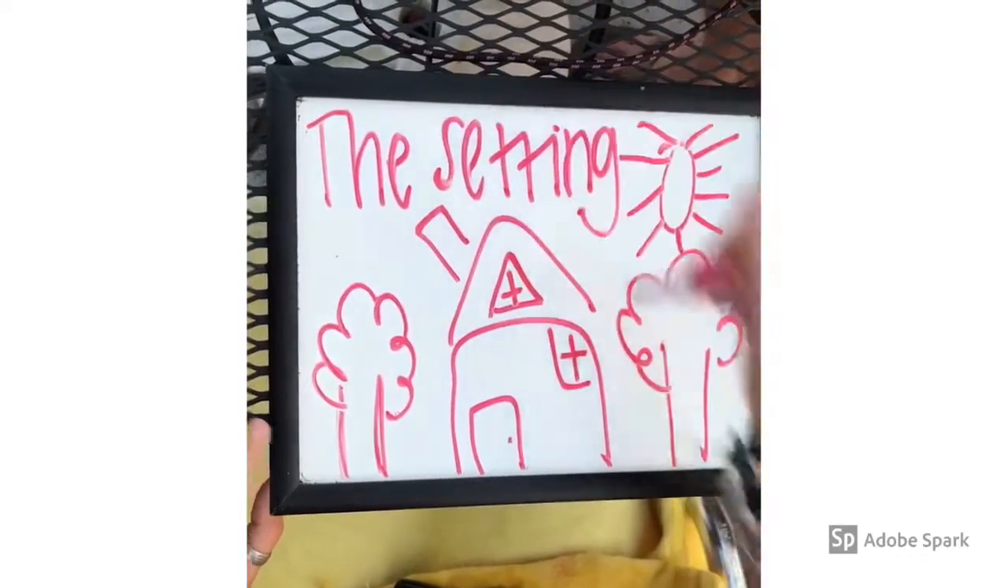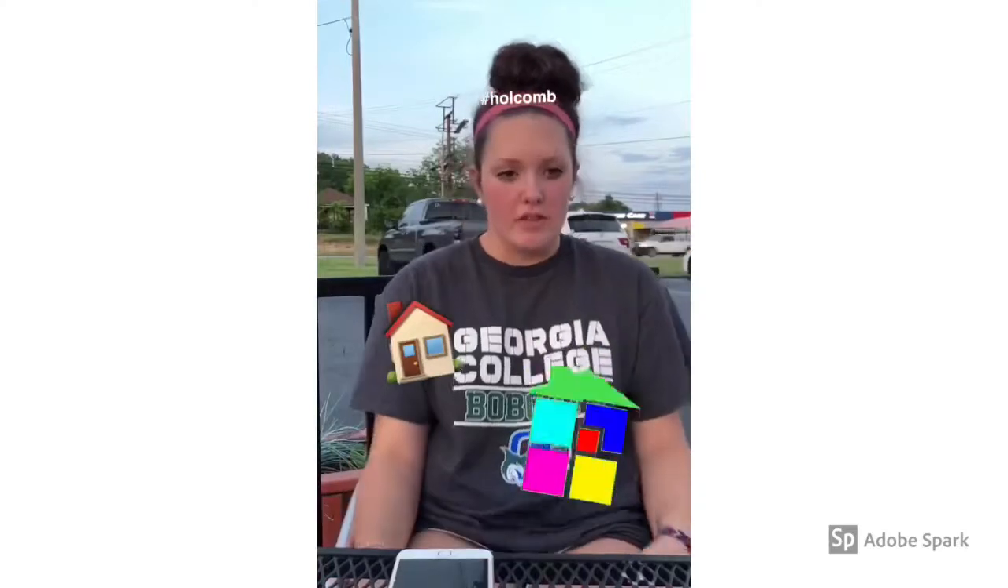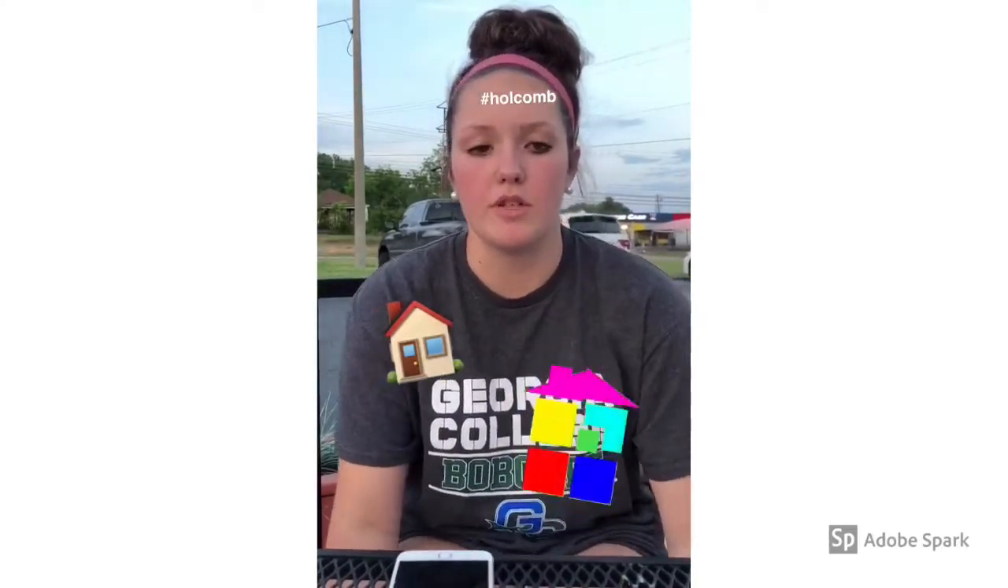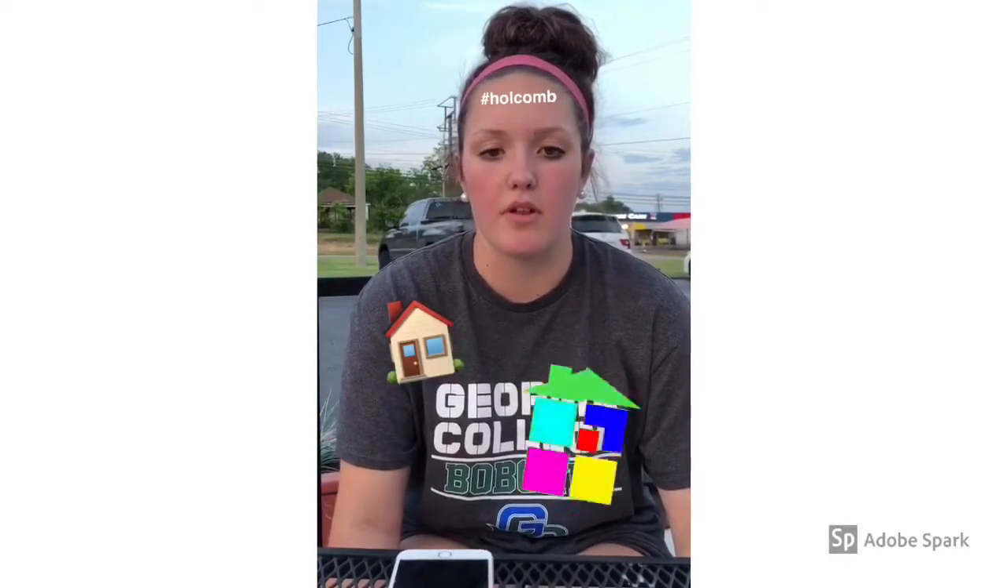This is the setting of In Cold Blood. In Cold Blood starts out in Holcomb, Kansas at the Clutter family household where Dick and Perry are on the way to brutally murder the Clutter family of 5.